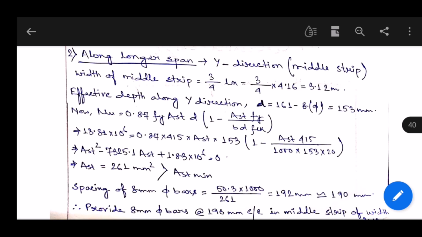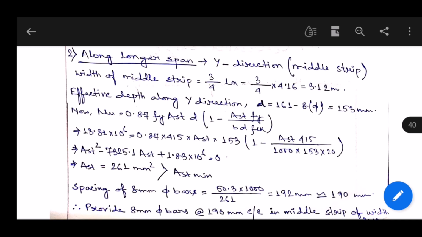So when the y direction span is in consideration, definitely the dia of one bar through the x direction, which is provided, will be deducted. So that's why the diameter of bar 8 is deducted from the effective depth. Okay, so depth for y direction is 153 mm.